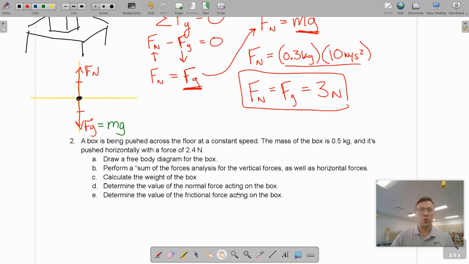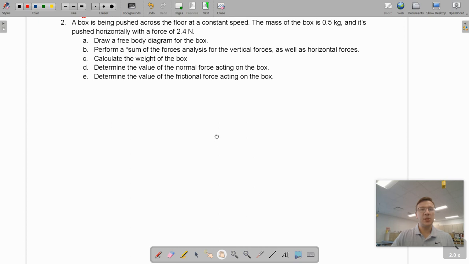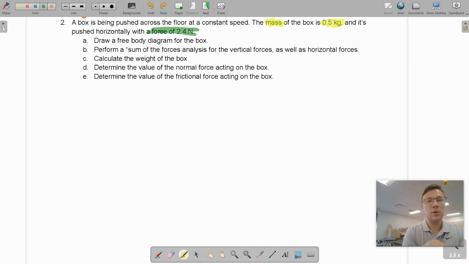Now let's do one that has some horizontal forces as well. It says a box is being pushed across the floor at a constant speed. The mass of the box is 0.5 kilograms and it's being pushed horizontally with a force of 2.4 newtons. So that kind of helps us figure out what force that is.